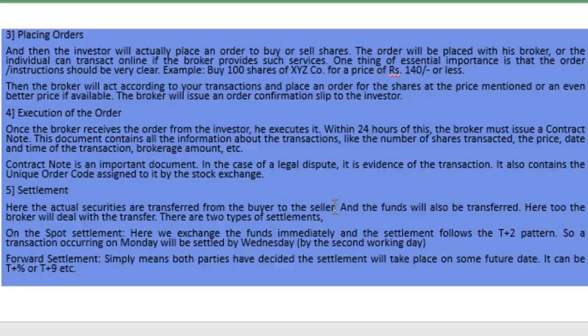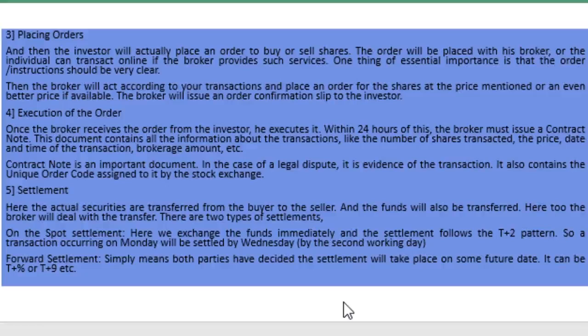Then the broker will act according to your instruction and place an order for the shares at the price mentioned, or even at a better price if available. Then, after placing the order, the next one is execution of the order.